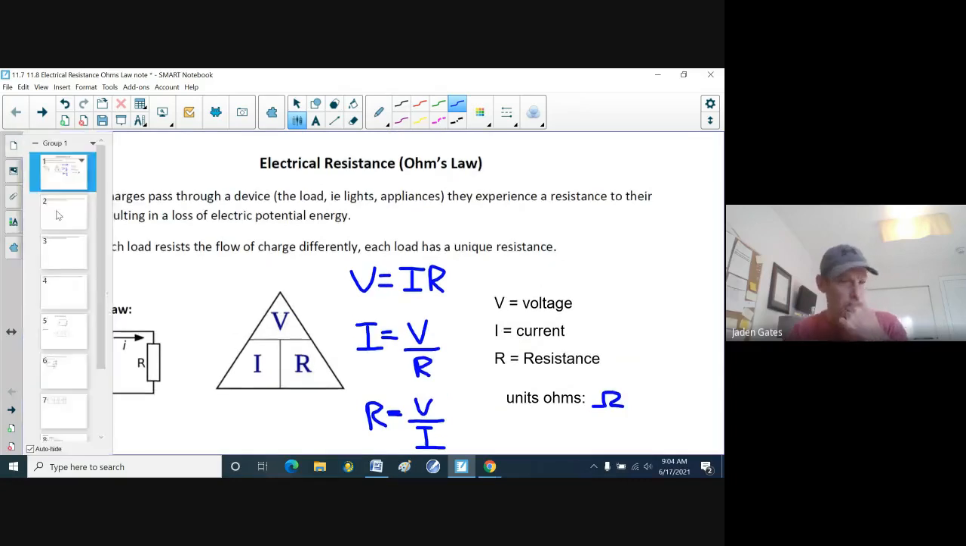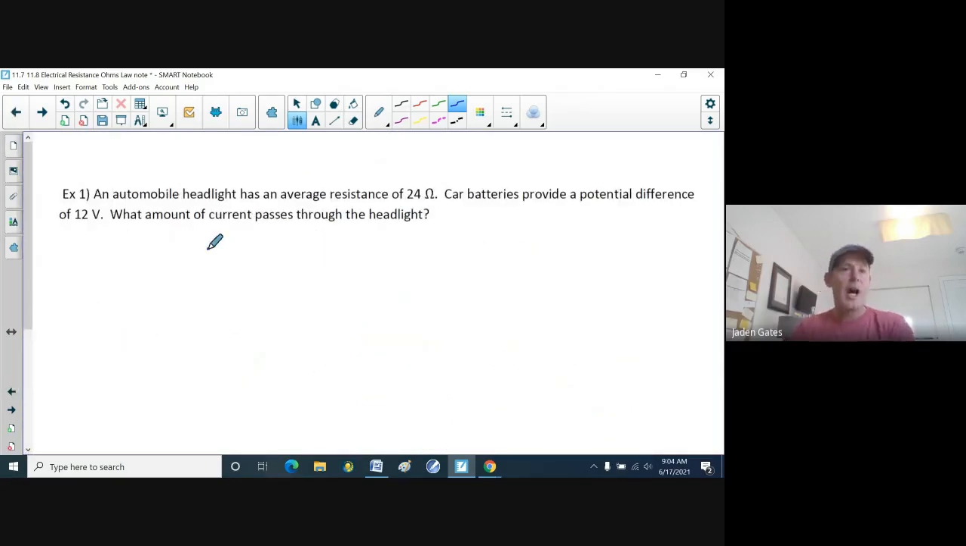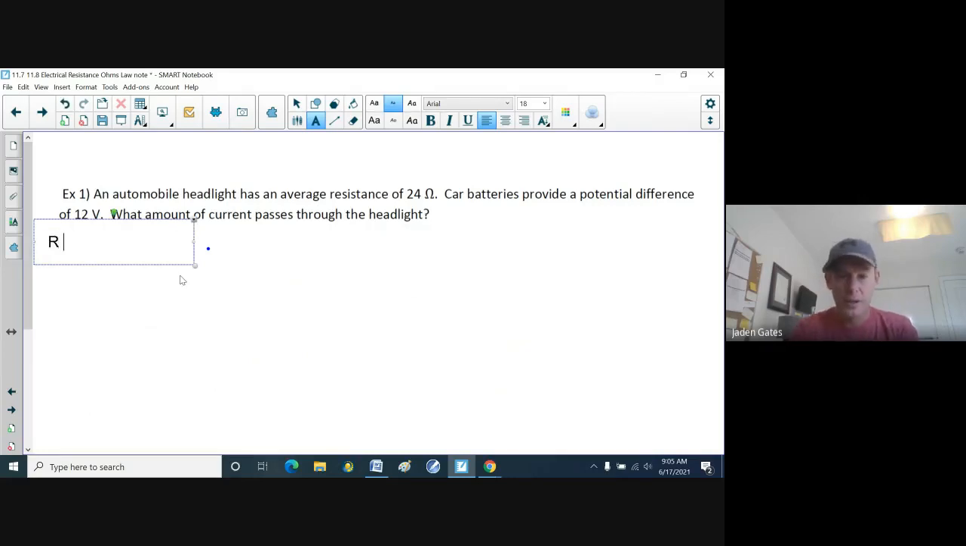All right, we have a note down, so let's try some examples here. An automobile headlight has an average resistance of 24 ohms. You see that little funny horseshoe there. Car batteries provide a potential difference of 12 volts. What amount of current passes through the headlight? So again, we have our resistance is 24. I don't have a symbol for ohms, so we'll leave that one alone. Our voltage here is 12 volts, and we're looking for the current.